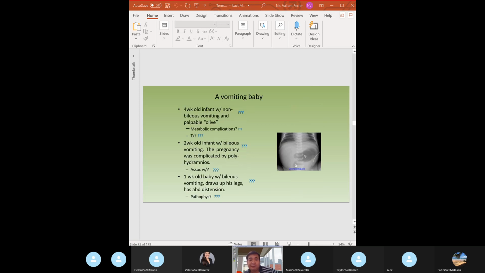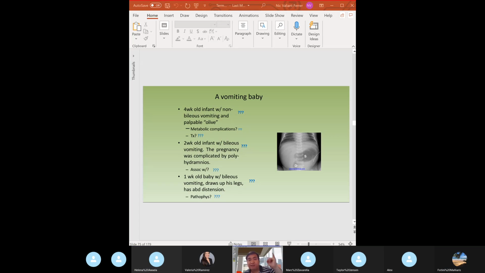A vomiting baby, 4-week-old infant with non-bilious vomiting and a palpable olive. What are we thinking? Non-bilious vomiting and a palpable olive? Pyloric stenosis. What's the metabolic complication?